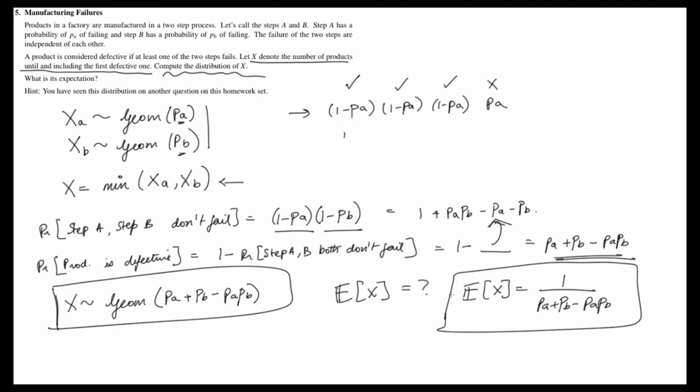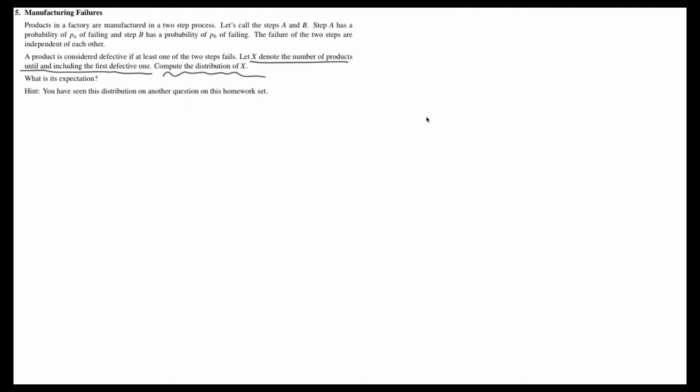Now there are a few other ways to do it, and I'll discuss them shortly after removing the stuff on the screen. So another way of doing this would just be, let's define XA, XB. So let's say XA is geom with parameter PA, XB is a geom with parameter PB. Another way of doing this is actually to look at X is equal to min of XA, XB.